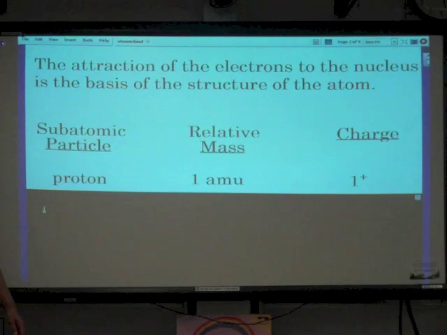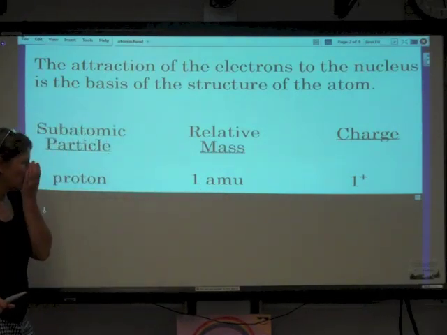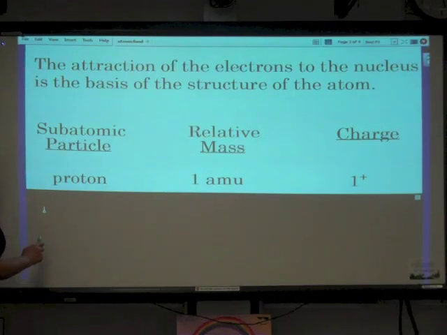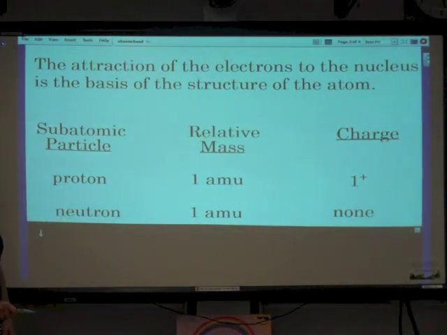So we start with the proton. It's in the nucleus. Protons have a relative mass to the other two subatomic particles as being 1 AMU, atomic mass unit. And its charge is +1. Neutrons, they also have a mass of 1 AMU, but they are neutral. They are not charged.